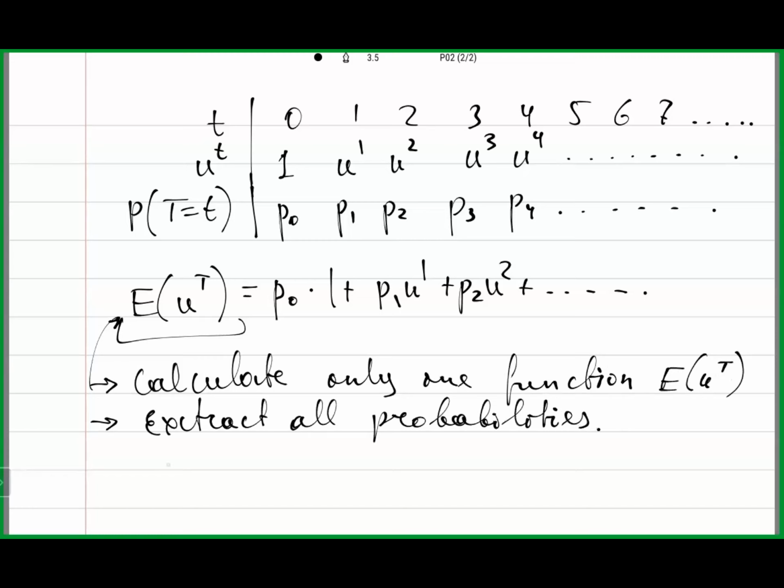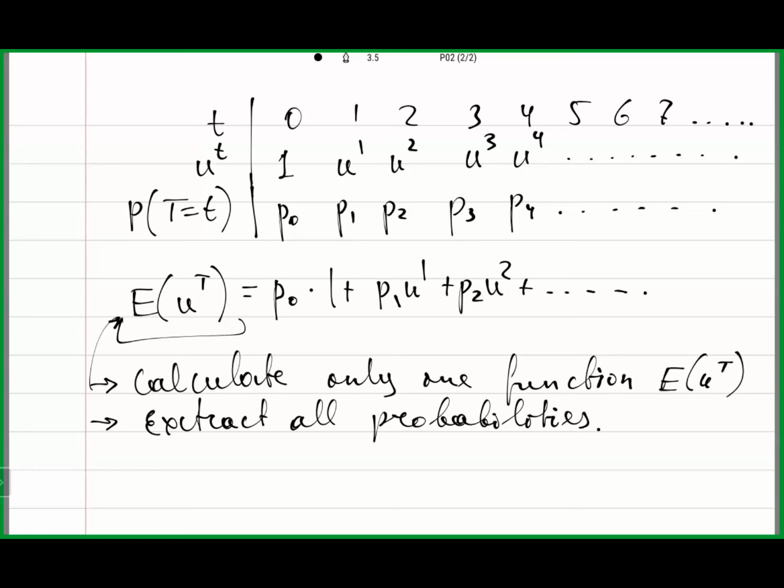Sorry, but once again, what is u and what is g of u? G of u is an artificial function that is a bag of all probabilities. All probabilities are stored in this function. So that's an artificial function. U is an argument of this function.